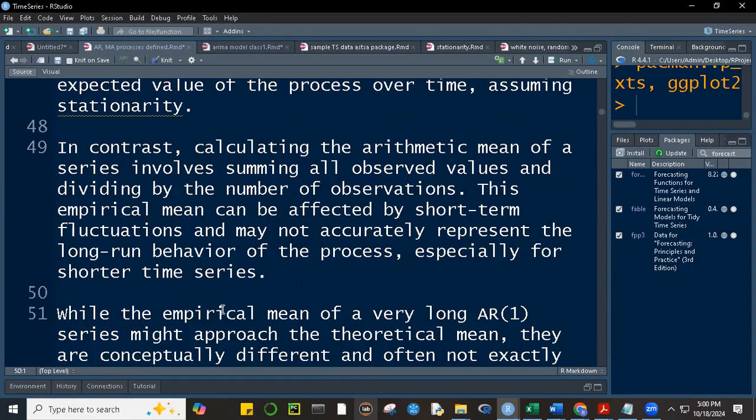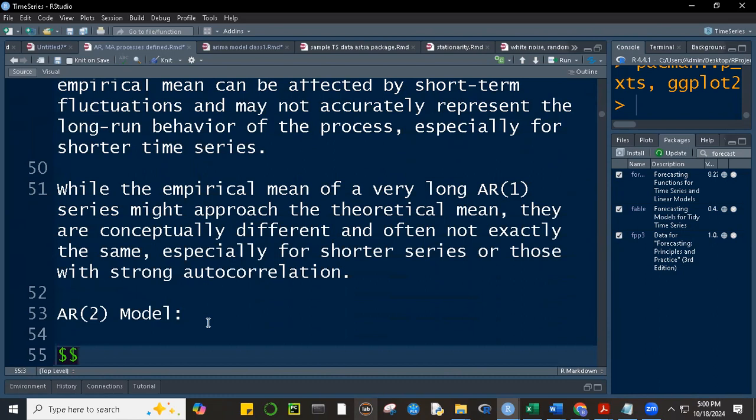No? Ang long-term, class, it's not affected by short-term fluctuations. Okay, so yun ang important, class. Magkaiba sila. Now, however, pag mahaba yung time series natin, kung very long yung time series natin, the empirical mean might approach, no? Take note of this, might approach. Ang ibig sabihin ng might approach yan, might approximate. Pero hindi sila talaga nagiging equal. Okay? It might approach the theoretical mean.